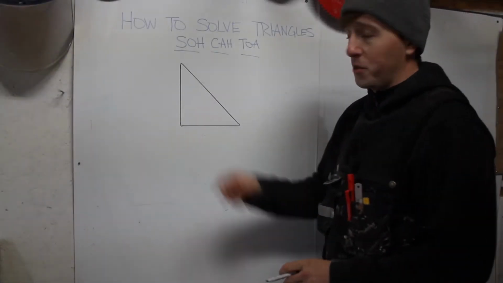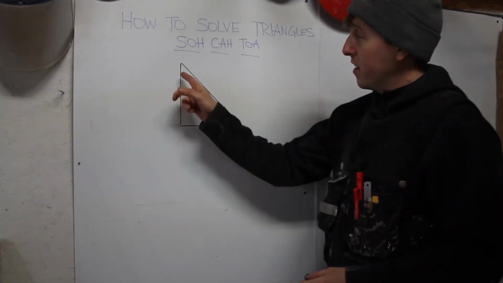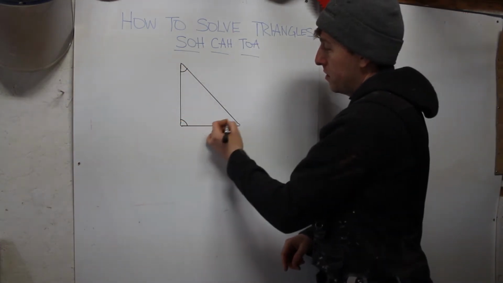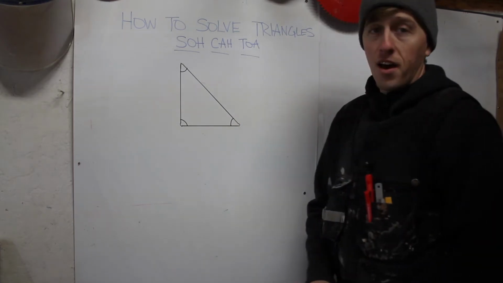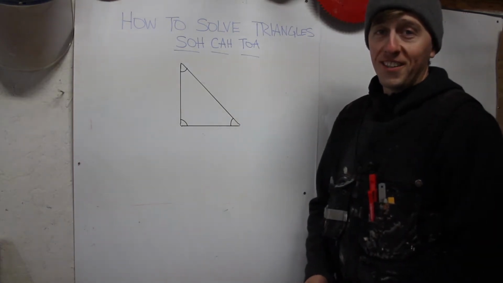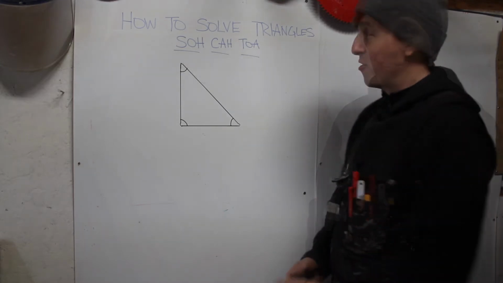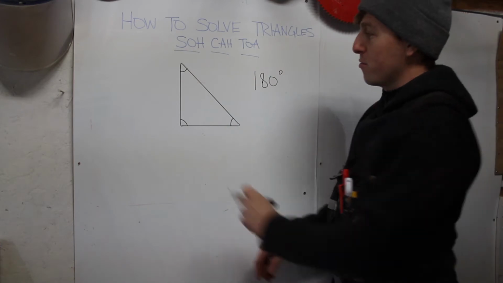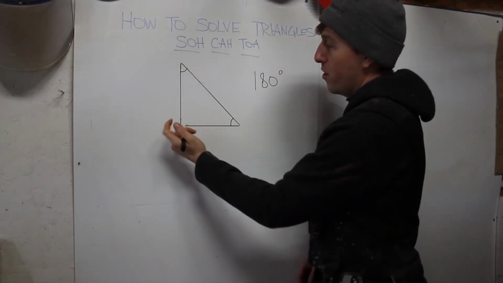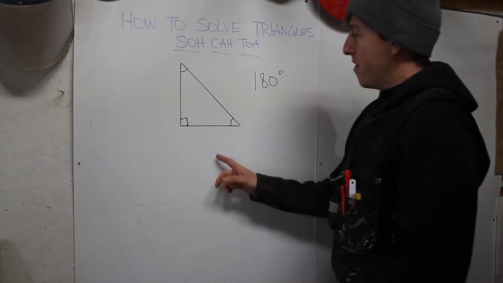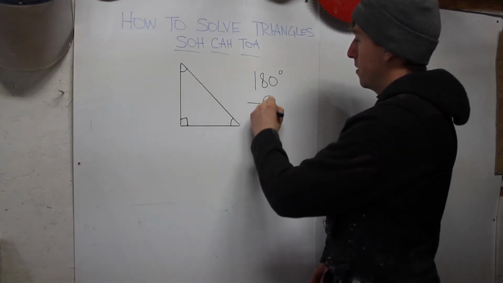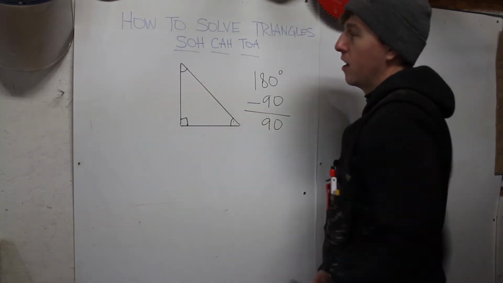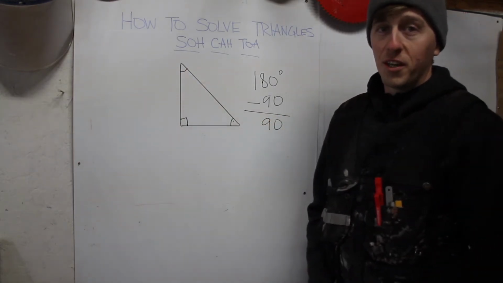Okay, so pop quiz. When you look at a triangle, if you take all three of the angles on the inside and you add them together, what is the total number? 180 degrees. So if you have a right angle triangle and you know that this is 90 degrees, that means that these two together, added together, will be 90 degrees.